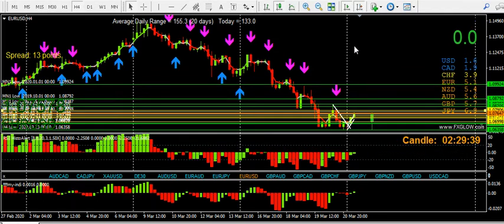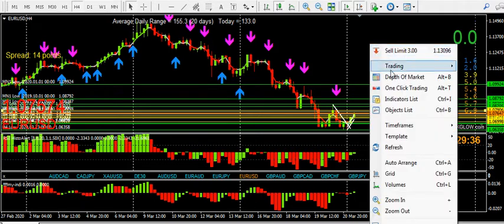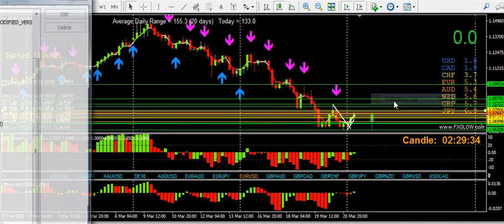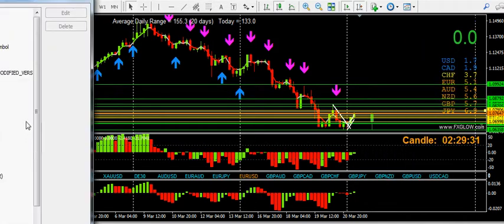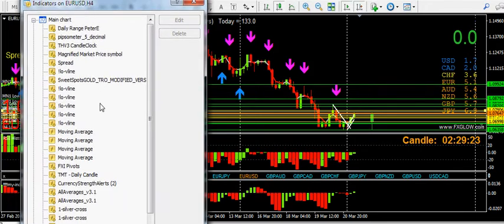TM, I forget the indicator name, let's have a look. Where is it? TMT daily candle, that one there. So as you can see, there's a list of all my indicators here, so you can Google most of them. Oh, you can't see that, it's off screen. There you go, TMT daily candle is that one.